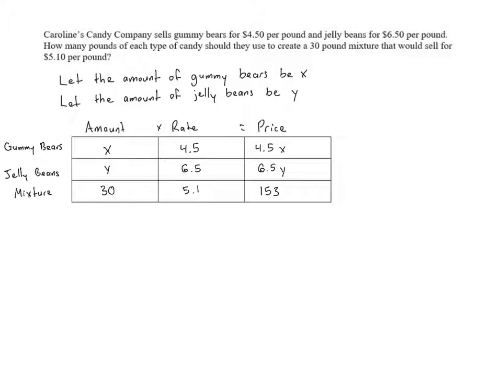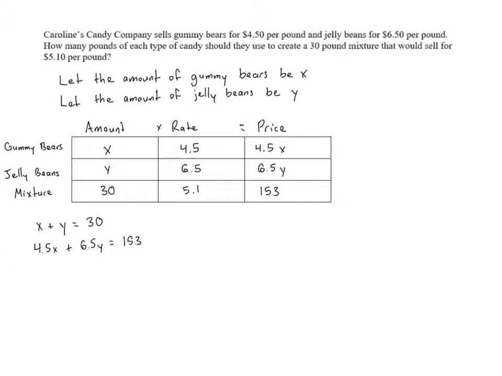Once we filled in the table, we need two equations that model the situation. If we look at the amounts of each of the types of candy, we've got x pounds of the gummy bears plus y pounds of the jelly beans gives us 30 pounds in total of the mixture. And we can look at the prices as well. The price for those gummy bears is 4.5x plus the price for the jelly beans, 6.5y, equals the price for the mixture, which we know has to be 153. We now have a system of equations we can solve to figure out x and y.